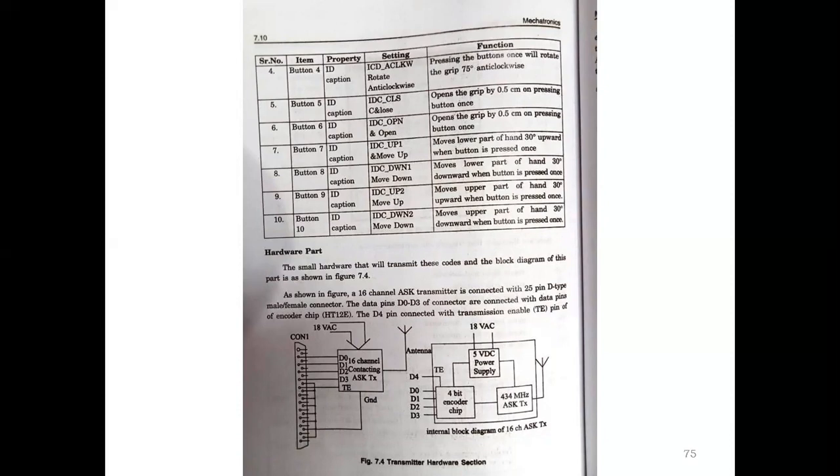In this hardware part, a small piece of hardware will transmit these codes, and the block diagram of this port is shown. The 16-channel ASK transmitter is connected with the 25-pin D-type male-female connector. The data pins D0 to D3 of the connector are connected with the data pins of the encoder chip ST12E. The D4 pin is connected with the transmission enable pin of the encoder. Okay, this is the connection.